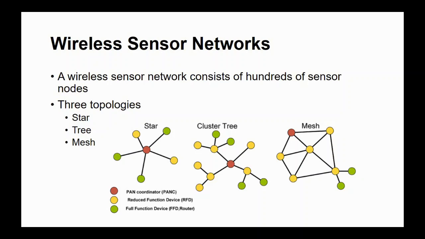In mesh topology, nodes connect directly and dynamically with the other nodes in the network. It provides easy isolation of the nodes. The network becomes large.